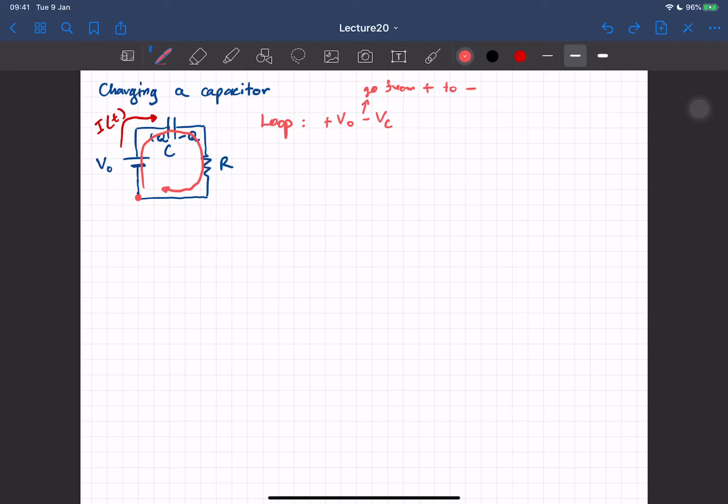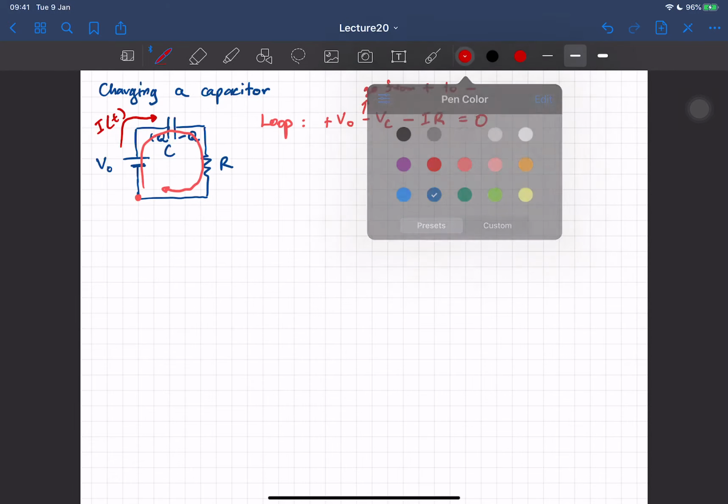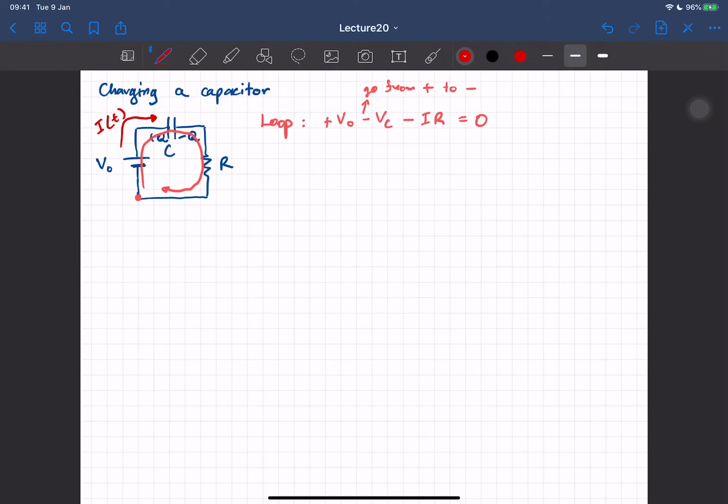And then you go across the resistor. So that's going to be minus I times R, and that's equal to 0. And that's the loop equation that we have from the Kirchhoff rule. Okay, and the rest is just to write what we know from the definition of the capacitance. So the first is V0, that's the voltage of the battery.